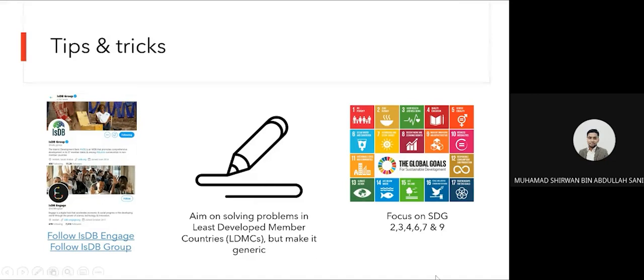Okay, and then remember you have to focus on SDG 2, 3, 4, 6, 7, and 9. Even though we know that there are lots of SDGs, you have to focus on these 6 SDGs.